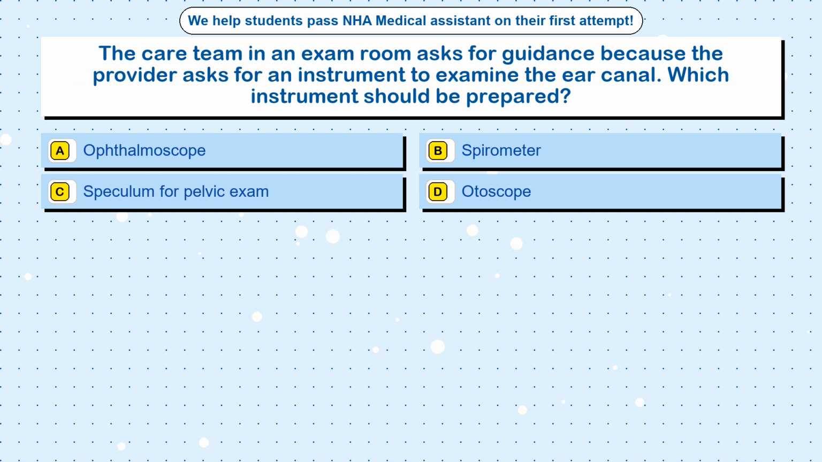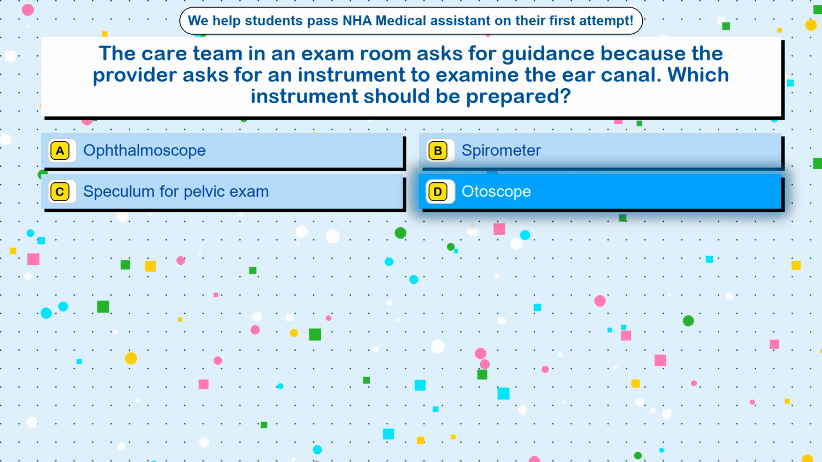Question 50. The care team in an exam room asks for guidance because the provider asks for an instrument to examine the ear canal. Which instrument should be prepared? Option A. Ophthalmoscope. Option B. Spirometer. Option C. Speculum for pelvic exam. Option D. Otoscope. The correct answer is option D.